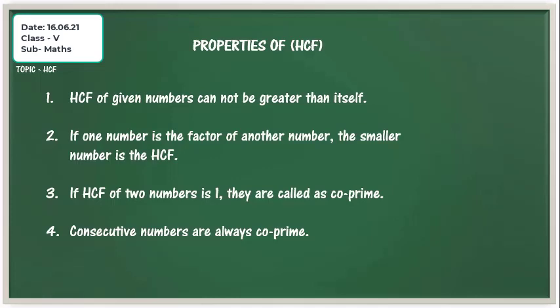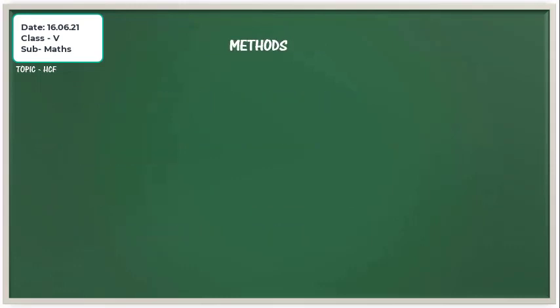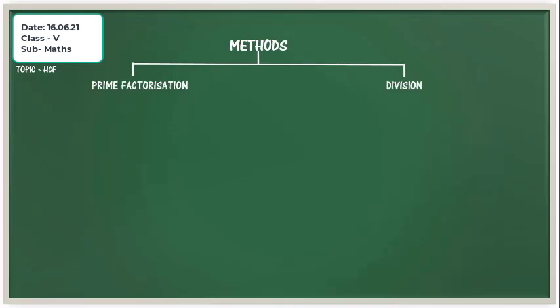Now let's study the methods. There are two methods of finding HCF. The first one is the prime factorization method and the other method is the division method. In the prime factorization method, we split the numbers into their least factors. Let's try to understand both these methods with an example, which is: find the HCF of 24 and 36.